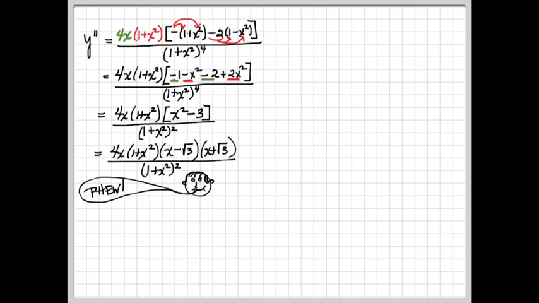In this particular case, the denominator will never equal 0 for the same reason we saw before, because it's always greater than or equal to 1. But the numerator will equal 0 when x is 0. This particular factor can never equal 0. x equals square root of 3, or x equals negative square root of 3. So that will give us our potential inflection points.